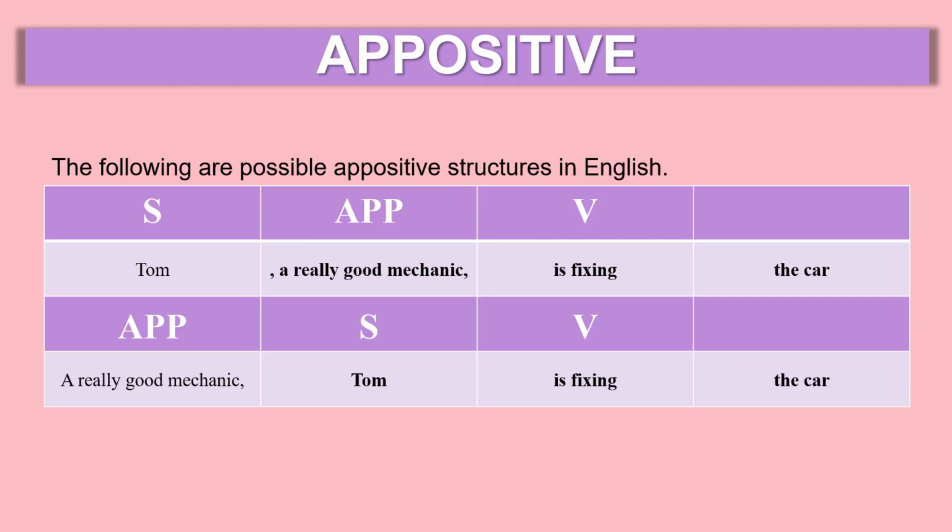Now, the following are the possible appositive structures in English. The appositive can come after the subject. Look, the subject and then followed by the appositive, or it can come before the subject. The appositive comes first and then it is followed by the subject. If the appositive is in front of the subject, you only need one comma after the appositive. And if it comes after the subject, you need to put two commas. But if it comes before the subject, one comma is needed. Only one.